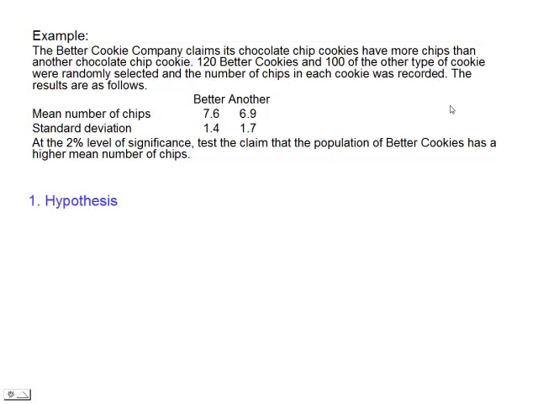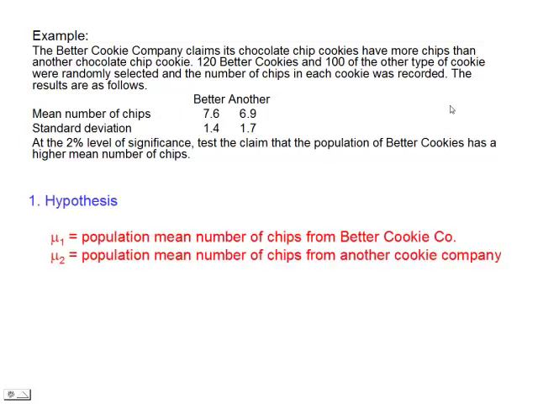Step 1, our hypothesis. Our parameters are mu sub 1, the population mean number of chips from Better Cookie Company, and mu sub 2, the population mean number of chips from another cookie company. Our null is mu 1 equals mu 2, and our alternative is mu 1 is greater than mu 2.